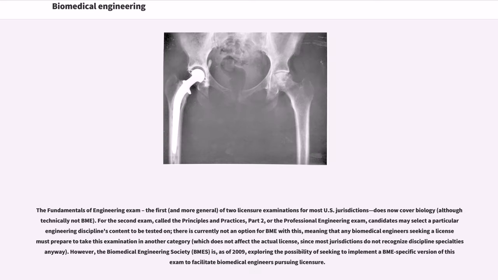The Fundamentals of Engineering exam, the first, and more general, of two licensure examinations for most U.S. jurisdictions, does now cover biology, although technically not BME. For the second exam, called the Principles and Practice, Part 2, or the Professional Engineering exam, candidates may select a particular engineering discipline to be tested on. There is currently not an option for BME with this, meaning that any biomedical engineer seeking a license must prepare to take this examination in another category, which does not affect the actual license, since most jurisdictions do not recognize discipline specialties anyway.